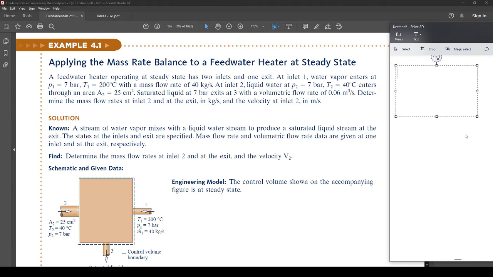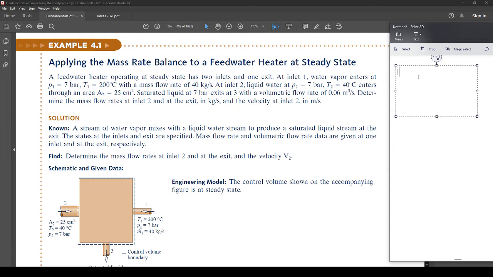So the first part, I'll put this off to the side and turn this down a little bit. It says a feed water heater operating at steady state. So steady state means the mass flow rate 1 is equal to mass flow rate 2, which is equal to mass flow rate 3, right? So essentially what that means is that the mass flow rate does not change. It says it has 2 inlets and 1 exit. So obviously the 2 inlets are right here on the chart. You have 1 here and 1 here, and we have some conditions with both of them that we need to work on. So we've got to break these up.